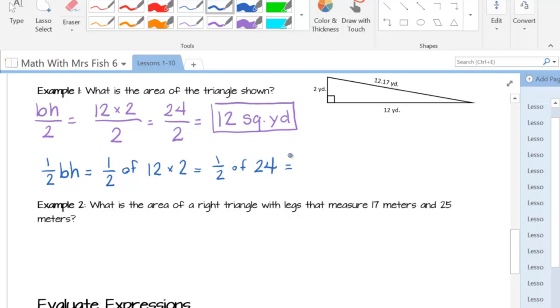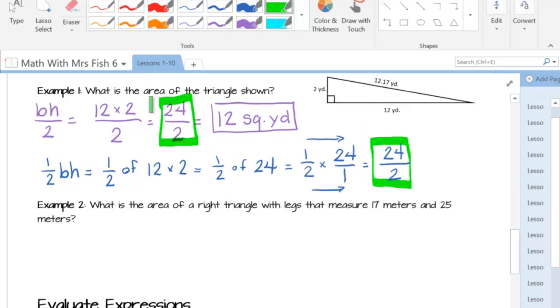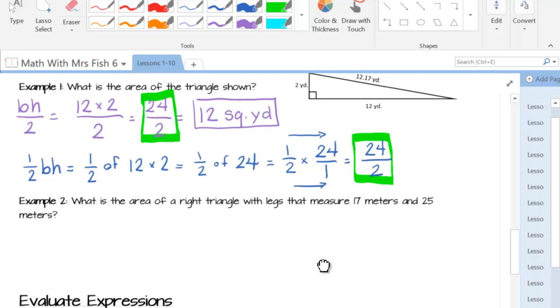Let's look at it as a multiplication problem. Half of 24 over 1, because if we're going to multiply with fractions, we have to turn the whole number 24 into a fraction by putting a 1 underneath. Look what happens when we multiply across the top and we multiply across the bottom. Do you see it? They're the same thing. This is why the formula is the same.